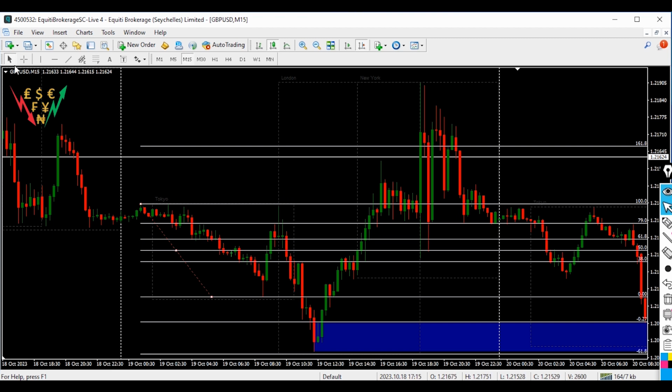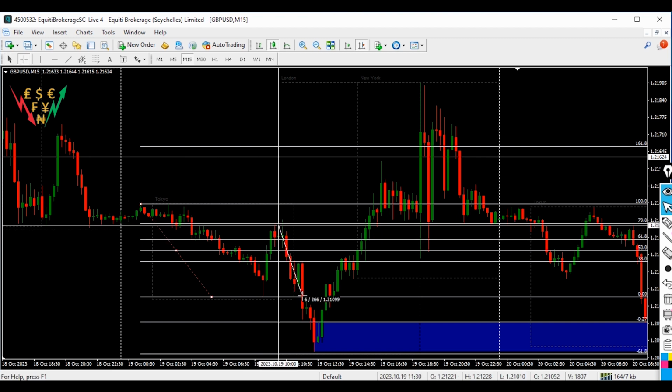So just some buffer. At this point, guys, right here, this was my target, the 0 level, because if it's an impulsive move, definitely it has to hit this point. All right, did it hit the target?